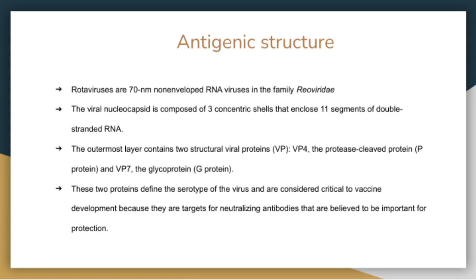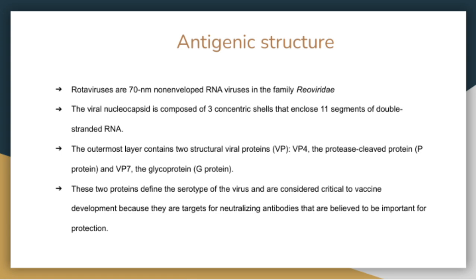Now focusing on the outermost layer, the one that interacts with host cells, this contains 2 key structural proteins known as viral proteins or VPs. The first is VP4, which is a protease-cleaved protein, often called the P protein. The second is VP7, a glycoprotein, also known as the G protein.